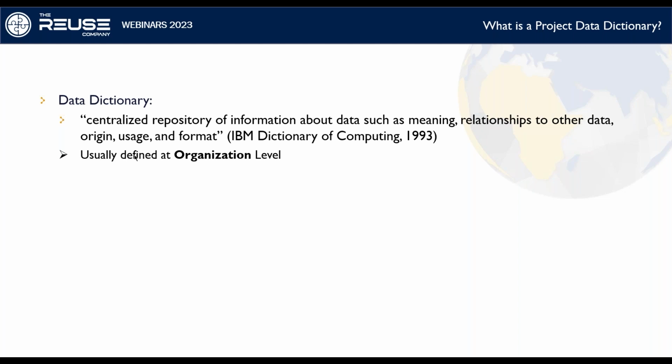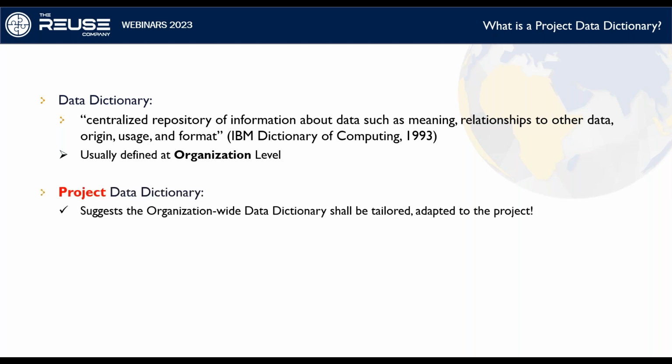So we usually have an organization level data dictionary. So within the company or an entity or a project group, we would have a common ground on the terms that we're using to make sure we don't misuse some of them. And the translation within a project that is developed in an organization is what we call the project data dictionary.